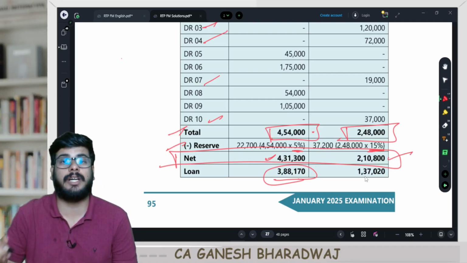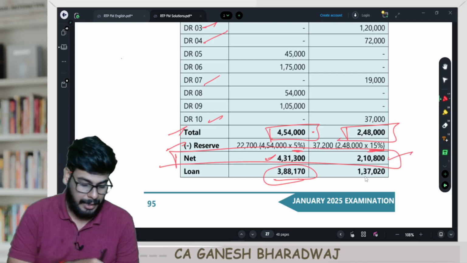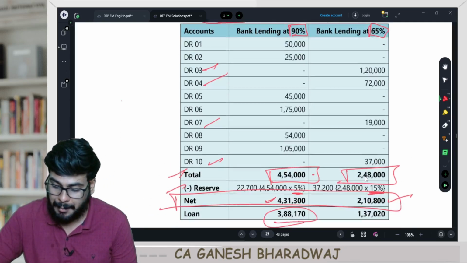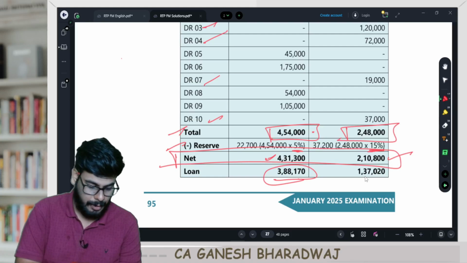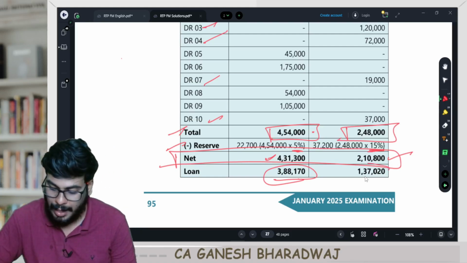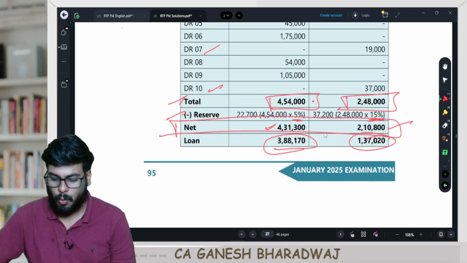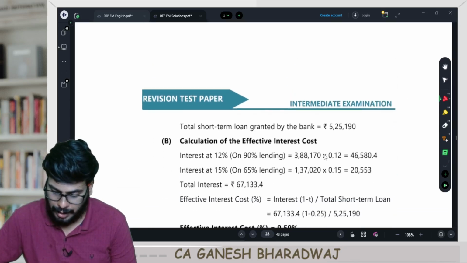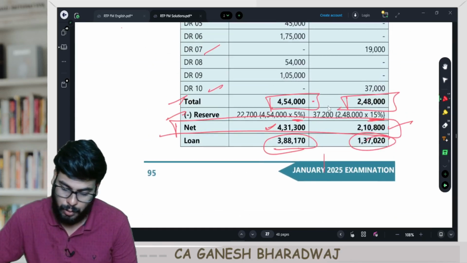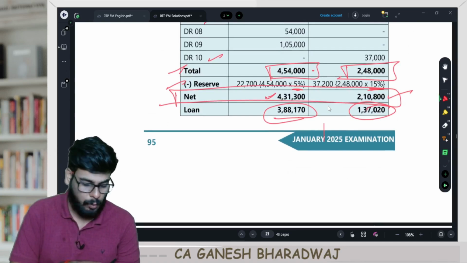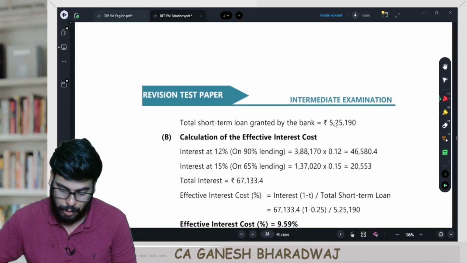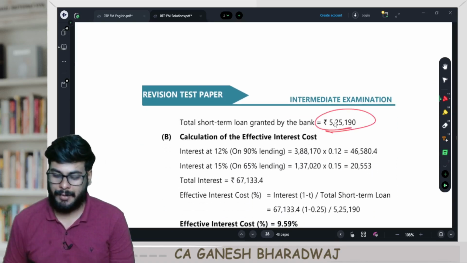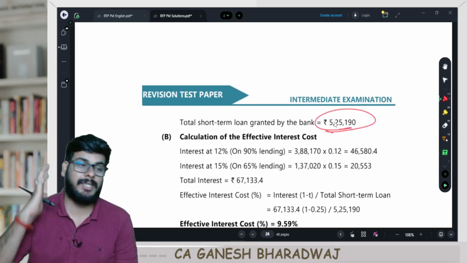What about those 4 debtors? Against those 4 debtors, the bank is willing to lend at 65%, right? So 2,10,800, 210,800 into 0.65. How much is that going to be? 1,37,020. So what is the total bank loan that you can expect? So the sum total of these two. So it's going to be 388,170 plus 137,020. You get a total bank loan of 5,25,190. That answers the first question.